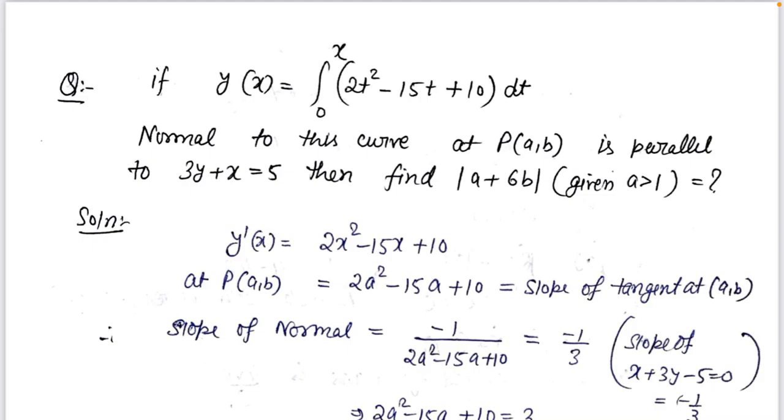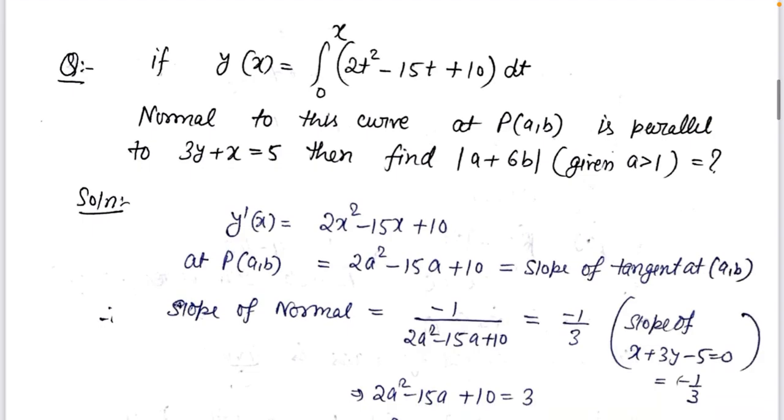Let's go to question number 7. Now the next question is, if y(x) equals the integral from 0 to x of (2t square - 15t + 10) dt, the normal to this curve at P(a, b) is parallel to the line 3y + x = 5, then find |a + 6b|.